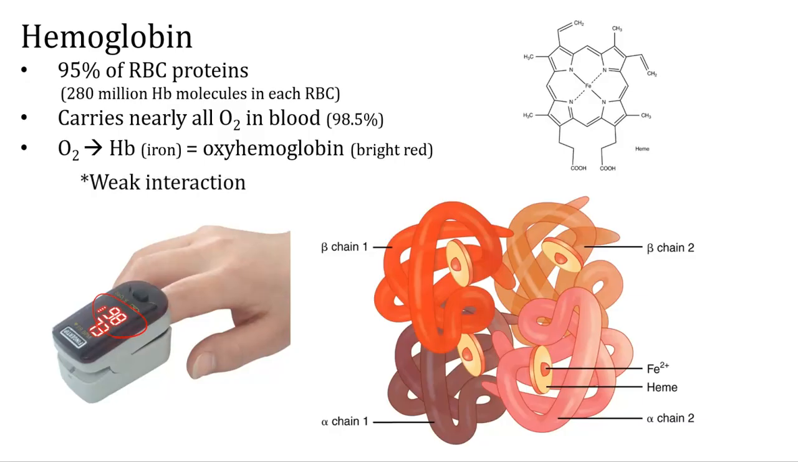Okay, now this is a weak interaction, and it's very important that it is a weak interaction because you want oxygen to get onto the heme, but as soon as the red blood cell is brought to the target site, the tissues of your body, you want that oxygen to jump right off.